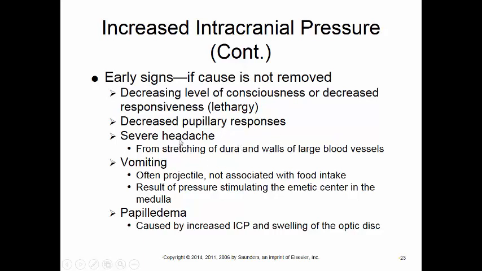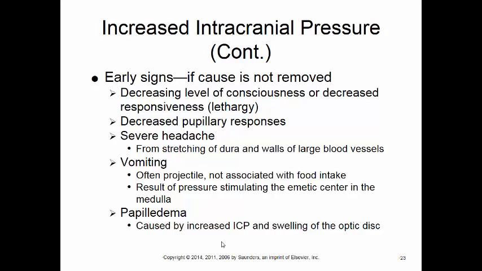Severe headache, so intracranial headaches, which are caused by the stretching of the dura mater and the walls of the large blood vessels. Projectile vomiting, or vomiting that's not associated with food intake, because it's going to stimulate the emetic center of the medulla oblongata. Papilledema, which is the pressure from the brain, from the intracranial cavity, down into the back of the eye, and the increased pressure causes swelling of the optic disc.